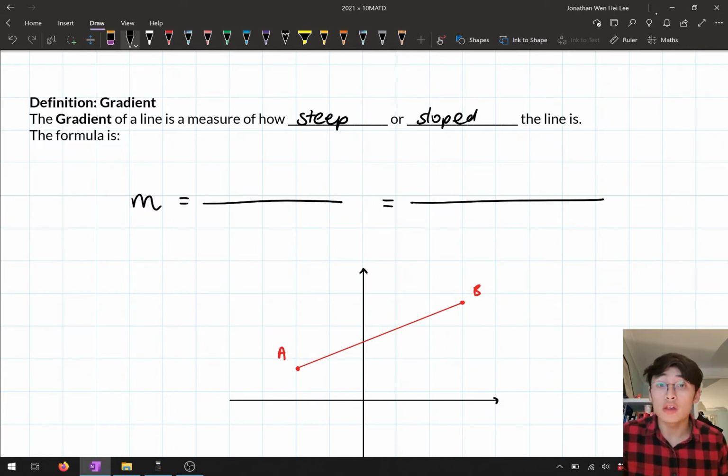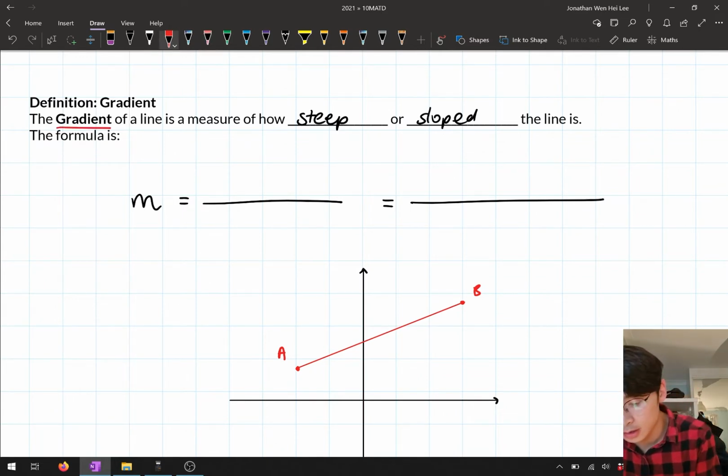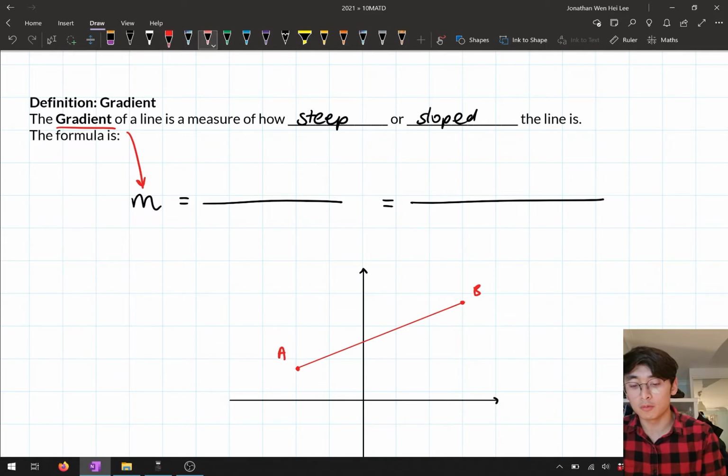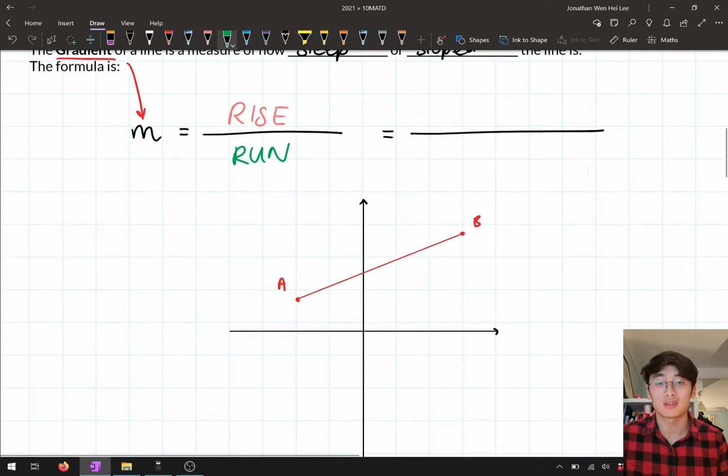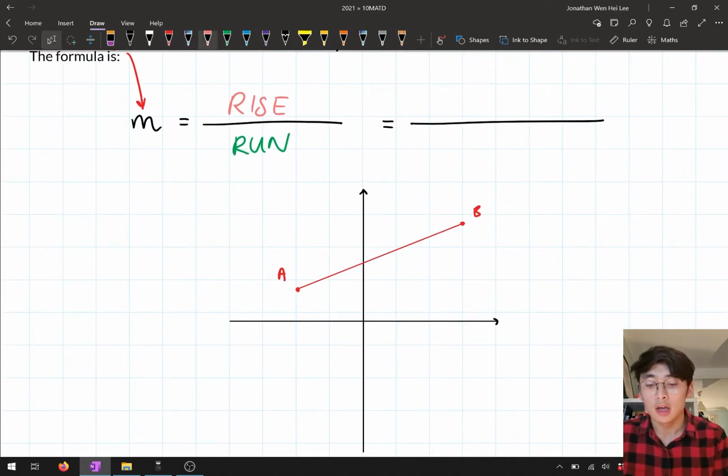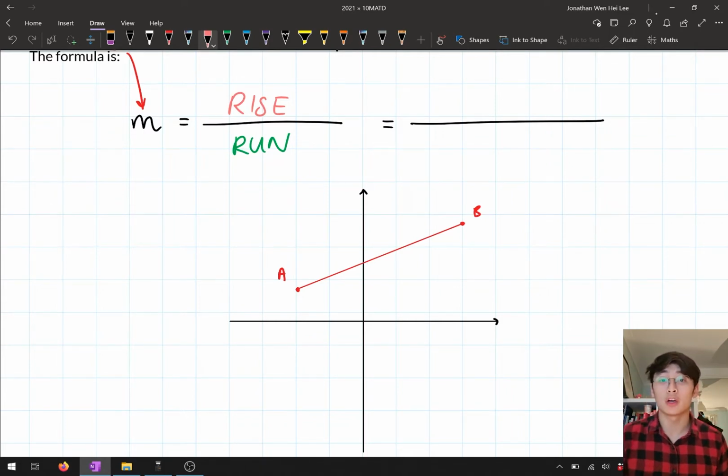So the way that we calculate this is we use this formula, which is the gradient. The notation that we use for the gradient in mathematics, we often represent it with the letter m. And we write this as rise over run. If you have a look at the diagram under here, the rise is just how far up or down we go. If it goes down, it means it's negative. If it goes up, it means positive.